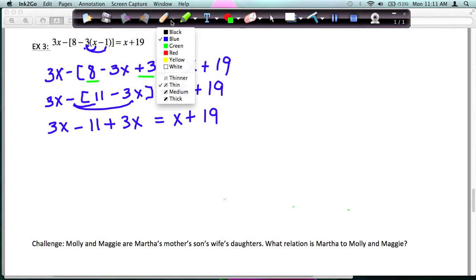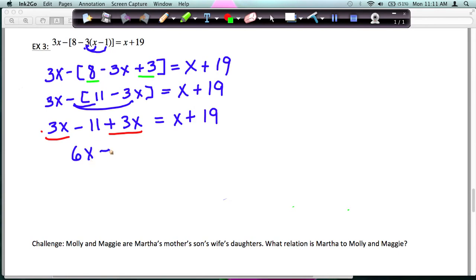Okay, so let's see if we have any like terms to combine. And we do. We have a 3x, again take the sign in front, so a +3x and a +3x. And 3 plus 3 is 6, so this is 6x minus 11 equals x plus 19.